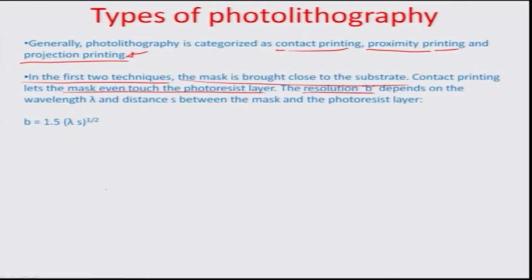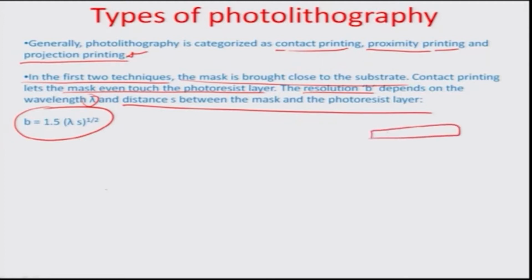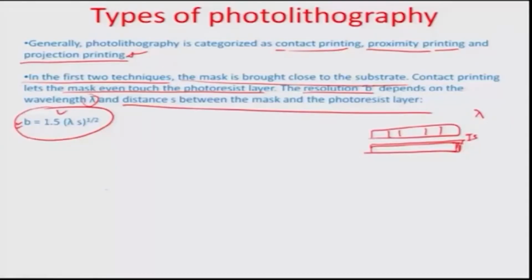The resolution b depends on the wavelength lambda through the formulation b equal to 1.5 times the square root of lambda times s, that is 1.5 lambda s to the power of half, where s is the distance between the mask and the resist layer. So if there is a mask somewhere here and there is some distance s of the resist layer with respect to the mask layer, and there is a wavelength of light lambda that is being used, the resolution, which is basically the minimum distance at which two differently spaced objects can be visible completely without interfering into each other's domain, is given by 1.5 lambda s to the power of half.